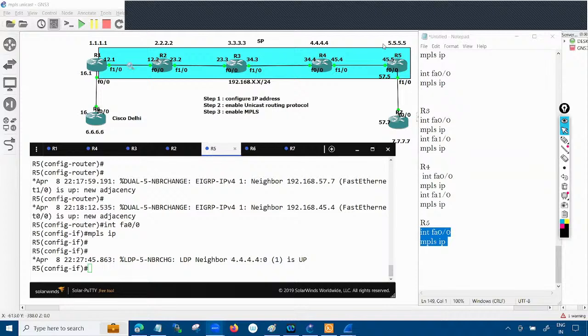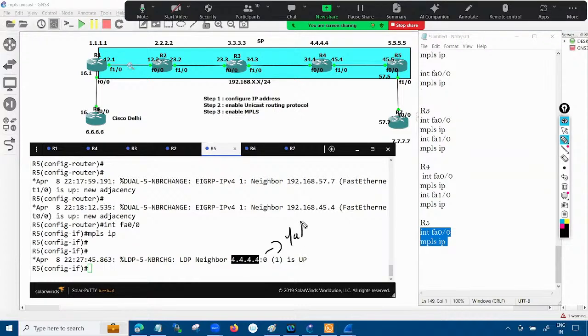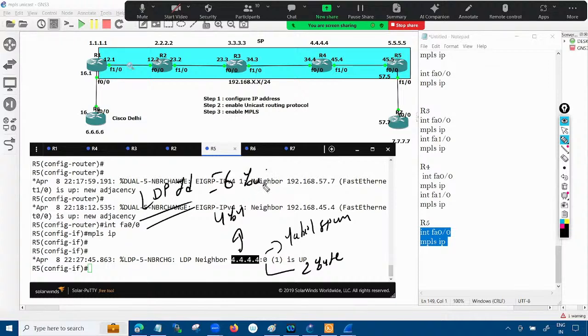R5 has formed the neighborship with R4. Can you see that? LDP neighborship, right? This 0 means the label space. The size of this 0 is 2 bytes. The size of the router ID is 4 bytes. So the LDP ID that you have is 6 bytes. Label space, we'll see that. It's a very big lecture on label space.